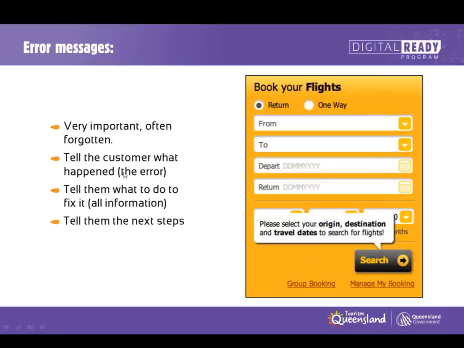So what you need to do is tell the customer what happened in a pleasant way without making them feel silly. Tell them what to do to fix it, give them all the information they need, and tell them what to do next. So here's the error message for the Scoot booking engine.